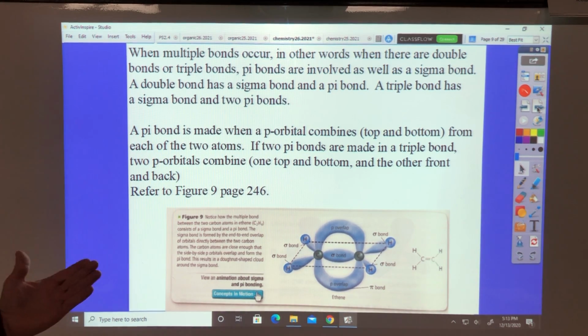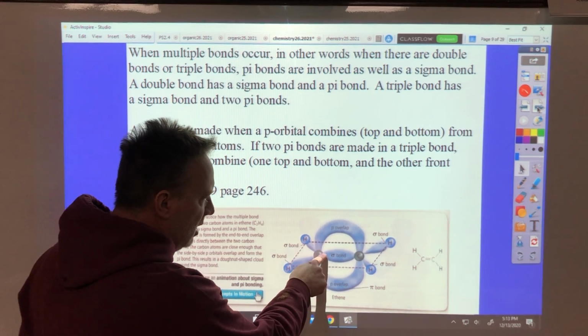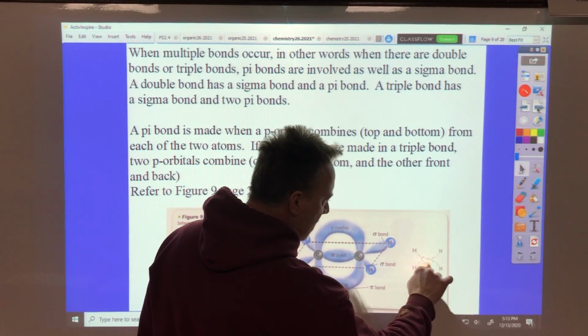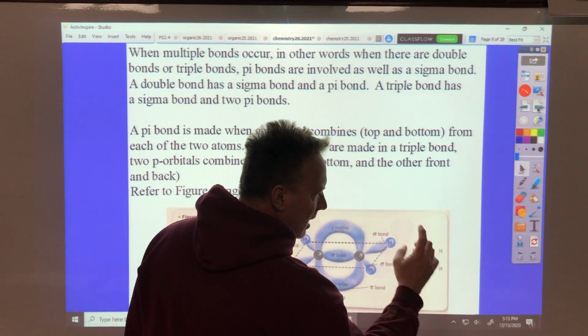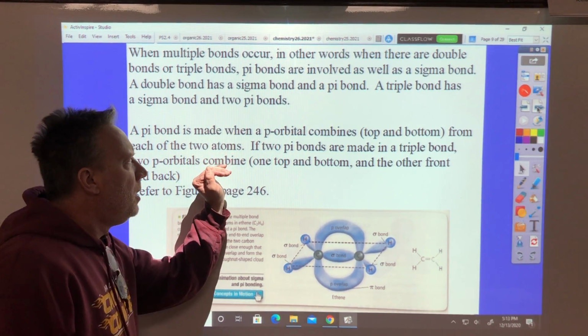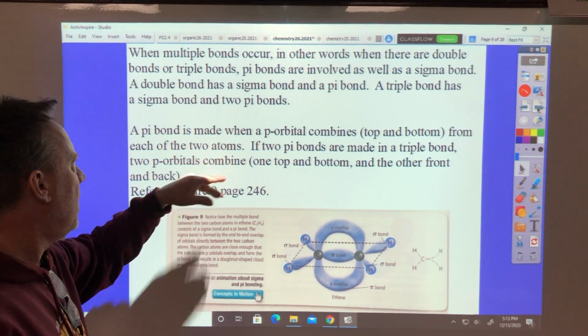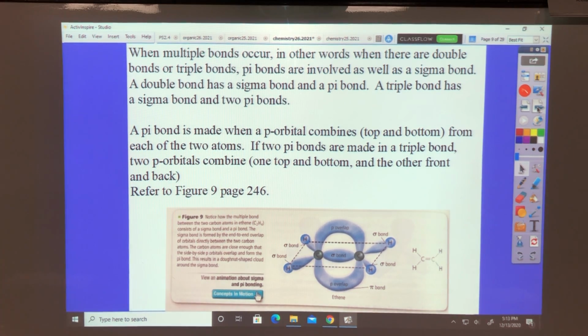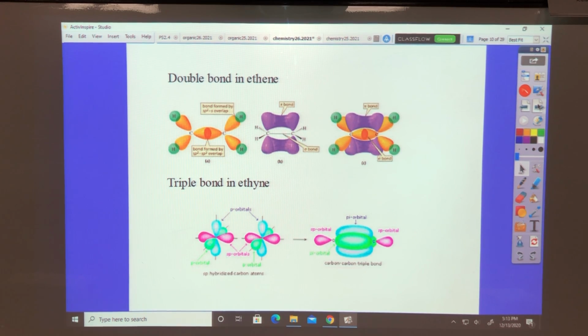Now, that gives you 2 shared pairs. You've got a sigma bond, let's say that bottom one, and a pi bond, let's just say it's the top one. In a triple bond, you're going to have 2 pi bonds. You're going to have 2 sets of p orbitals combining. See if I have a diagram of that. Okay, this one's all right.